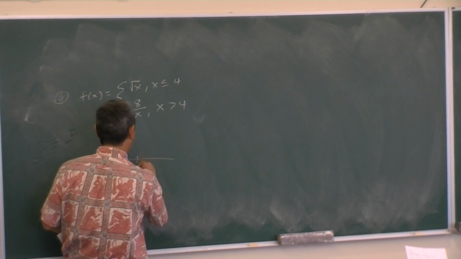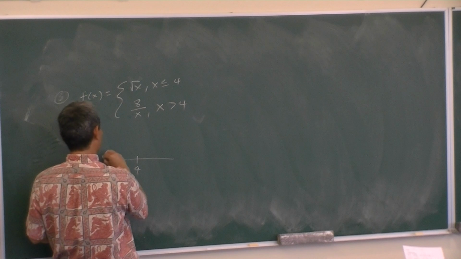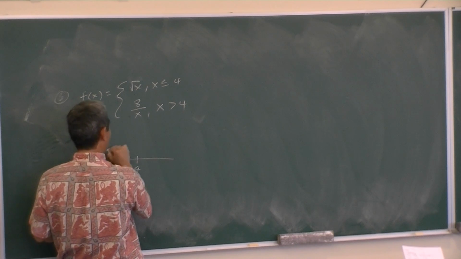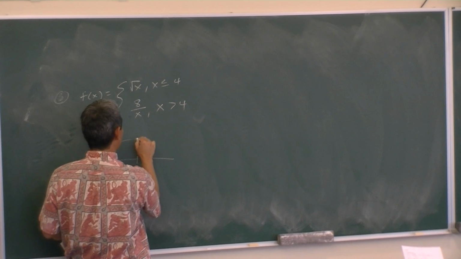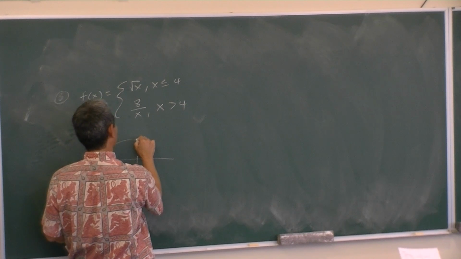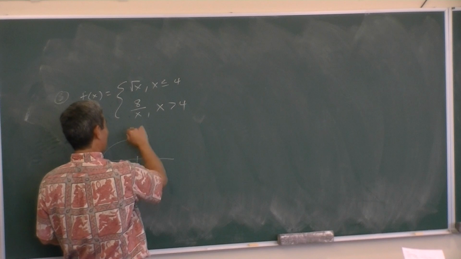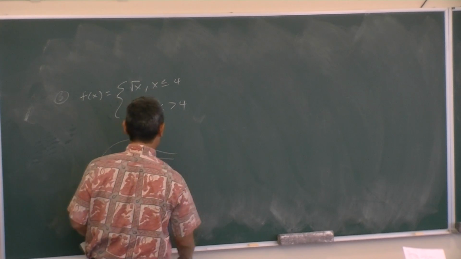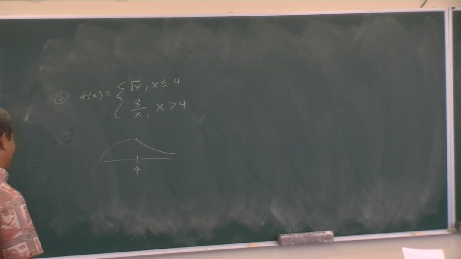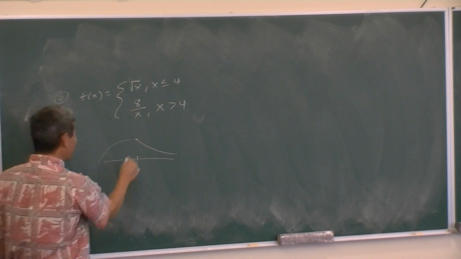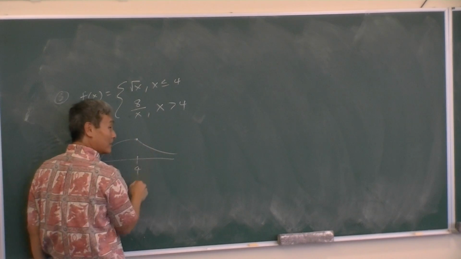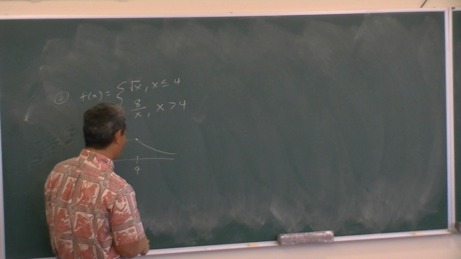That means that at 4, let me just draw you a graph, even though you don't really need the graph. So you got a square root function, it's like this, and 8 over x, what does 8 over x look like? Like 1 over x, so it's coming down like this. So yes, it's continuous because look, you can draw it without taking your pencil off the paper.